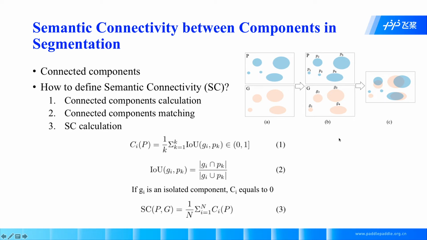The connectivity for Gi is denoted as Ci, which is calculated with equations 1 and 2. If Gi is an isolated component, Ci equals 0. Finally, we define the semantic connectivity of the entire image as equation 3.